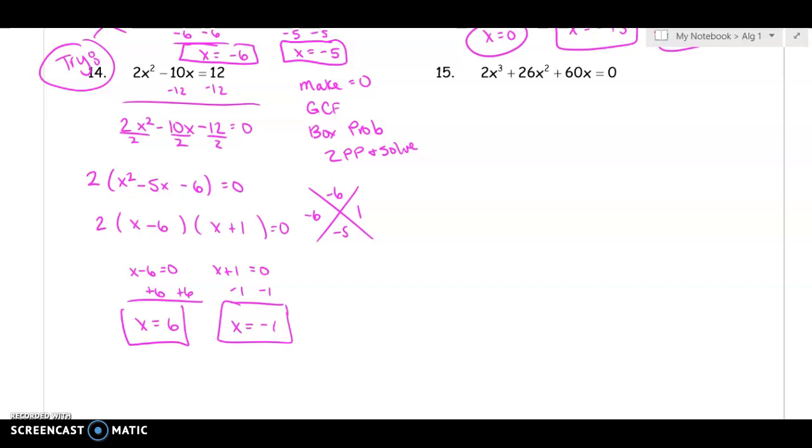After that, I did a box problem with the x squared minus 5x minus 6. So it's got to multiply to be negative 6, add to be negative 5. Those numbers are negative 6 and 1. So you get x minus 6 times x plus 1, and the GCF is still out in front. You can't set the 2 equal to 0. That doesn't work. But you can set x minus 6 equal to 0 and x plus 1 equal to 0, giving you 6 and negative 1 after solving. All right, and that's it.